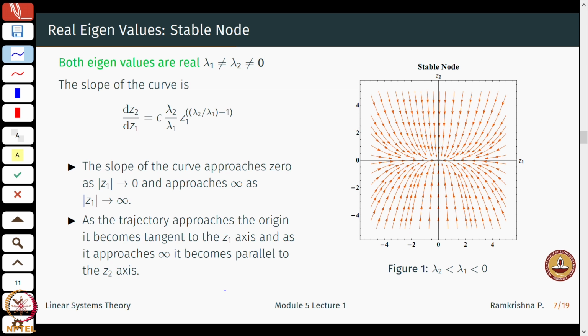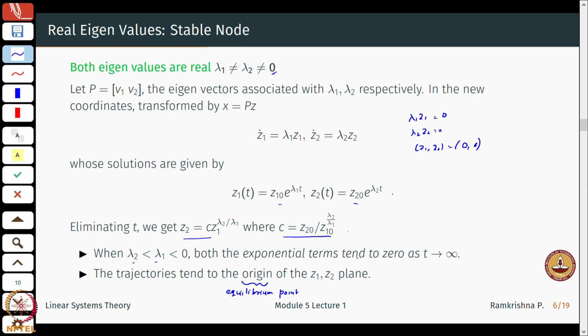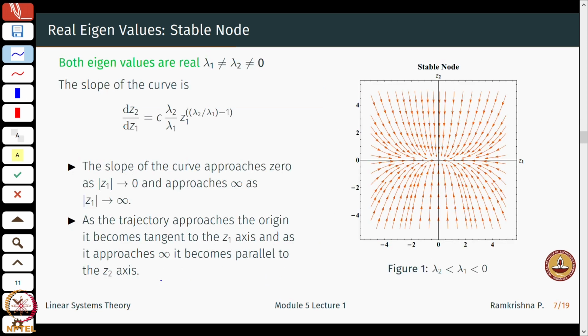So, what I know now is that in the Z1 Z2 plane, the trajectories tend to 0 as time progresses, right, exponentially or asymptotically. Okay. So, how do they actually do that? So, from my equation relating Z1 and Z2, I can compute the slope of this line, right. So, how does Z2 change with respect to Z1? That is, the derivative is essentially the slope of it. So, this is a positive number.